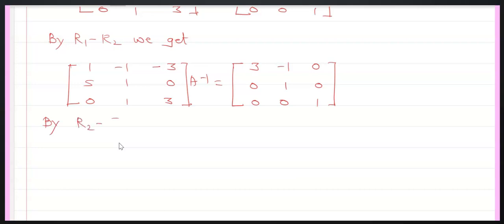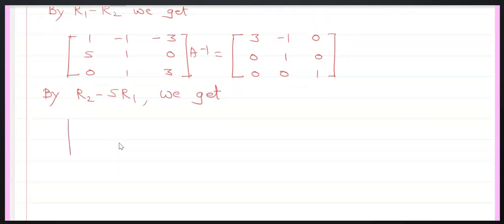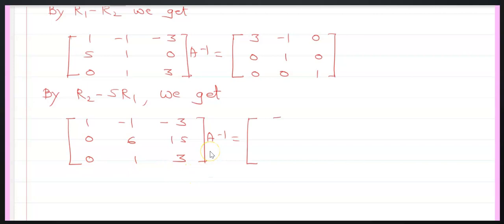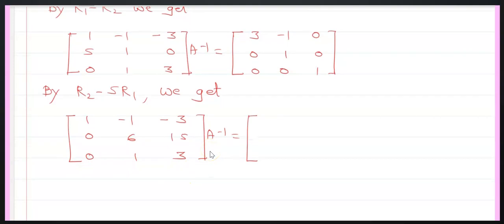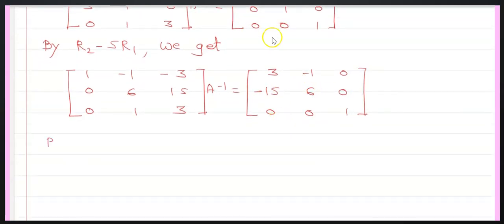Next is R2 minus 5 times R1. We get 1, minus 1, minus 3, 0, 6, 15, 0, 1, 3, A inverse. R2 minus 5 times R1. This is R2 minus 5 times R1. The same way here, minus 15, 6, 0, and the last is unchanged. That is 0, 0, 1.